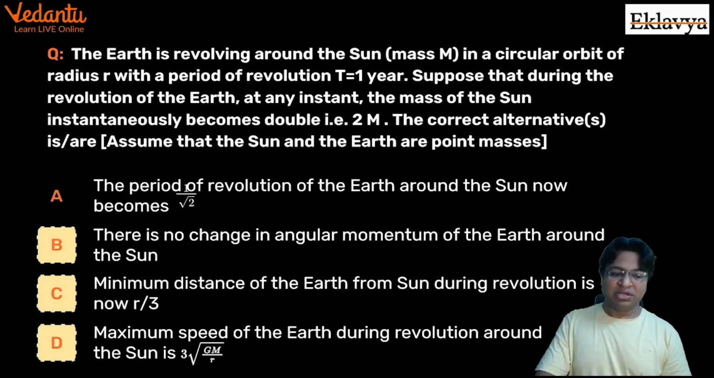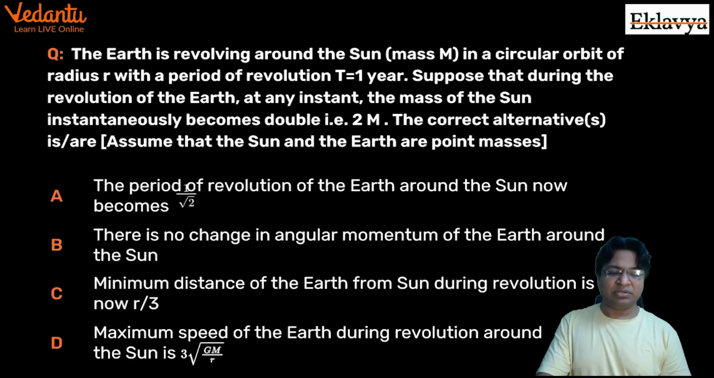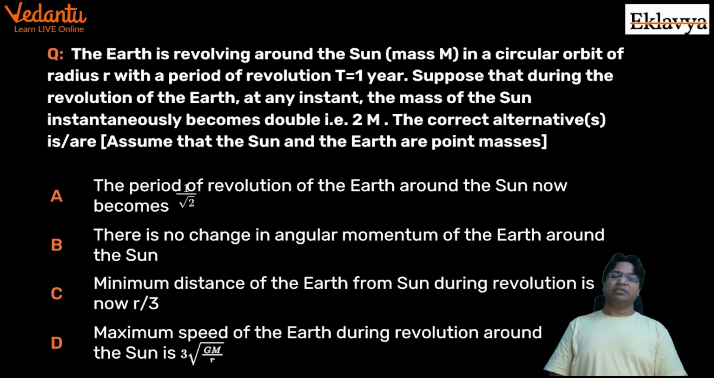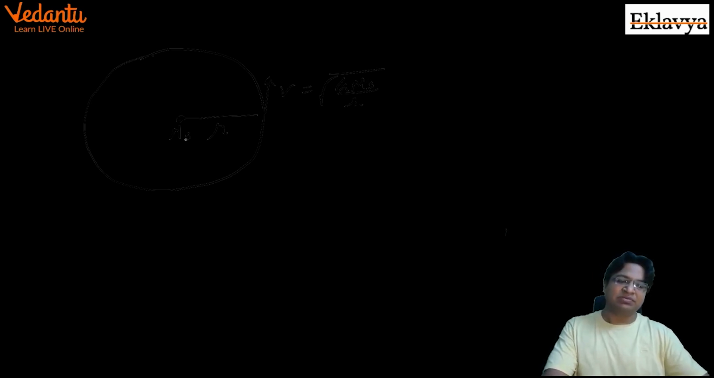Earth is revolving around the Sun in a circular orbit of radius r with a period of revolution T. Suppose that during the revolution, at any instant, the mass of the Sun instantaneously becomes double. Let's try to understand. Earth is going in a circular orbit of radius r, which means the speed that Earth would be having would be root of G M_s by r, where M_s is the mass of the Sun.